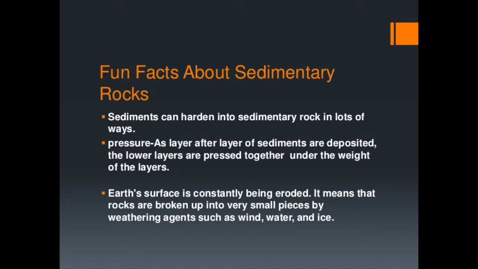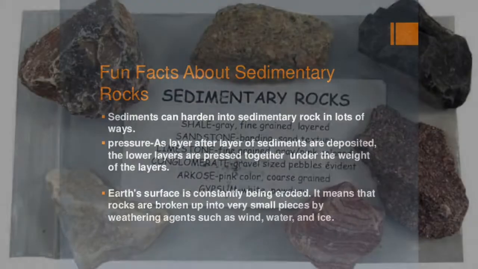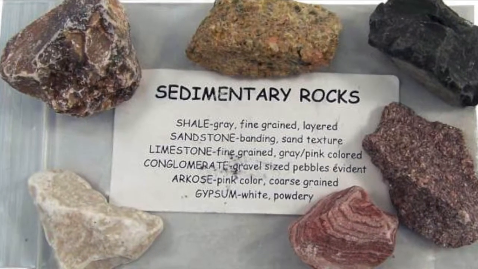Earth's surface is constantly being eroded. It means that rocks are broken into very small pieces by weathering agents such as wind, water, and ice. Some sedimentary rocks include shale, sandstone, and gypsum.